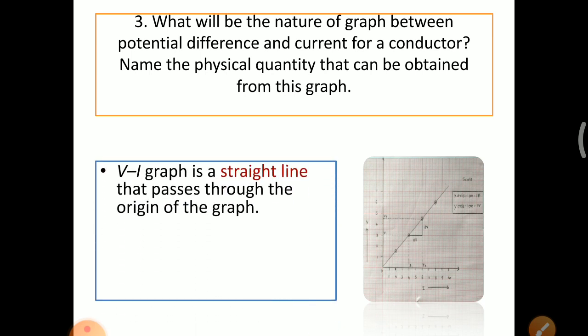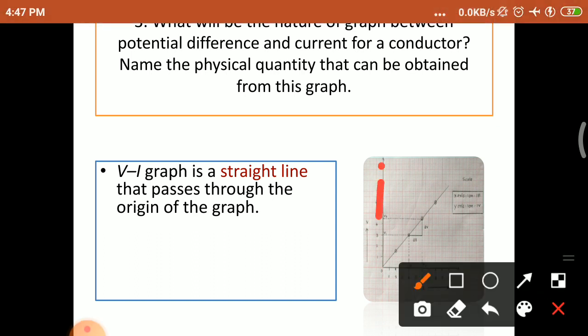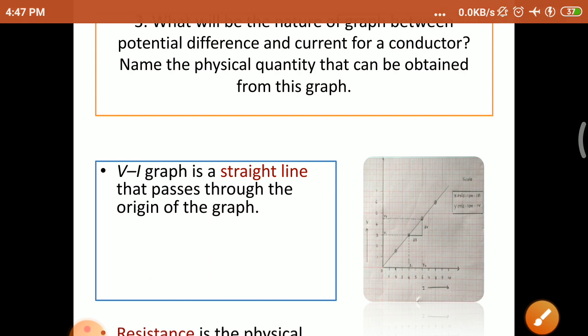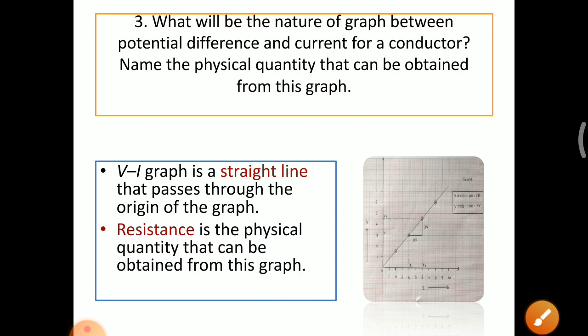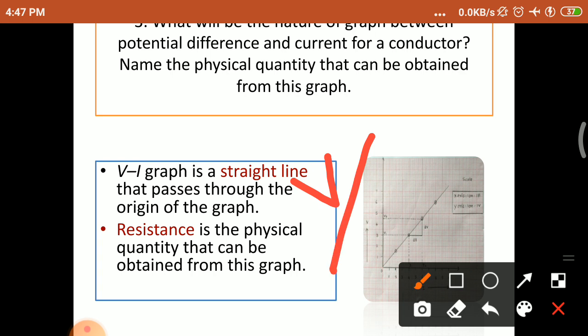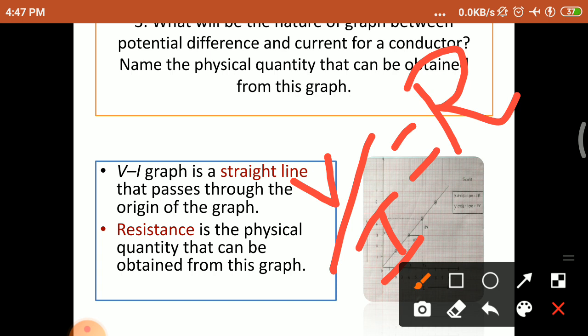So the answer is the V-I graph is a straight line that passes through the origin of the graph. See here, it is clearly shown in this diagram. This is a straight line. It passes through the origin of the graph. Name the physical quantity that can be obtained from this graph. The resistance is the physical quantity that can be obtained from this graph. How? When I divide V by I, I get a constant value. That constant value is called R. Here R is the physical quantity.